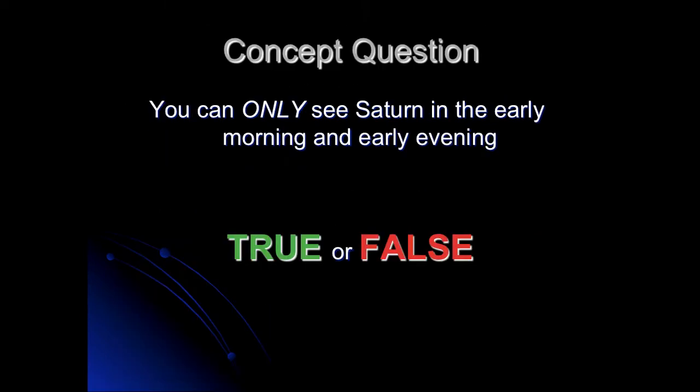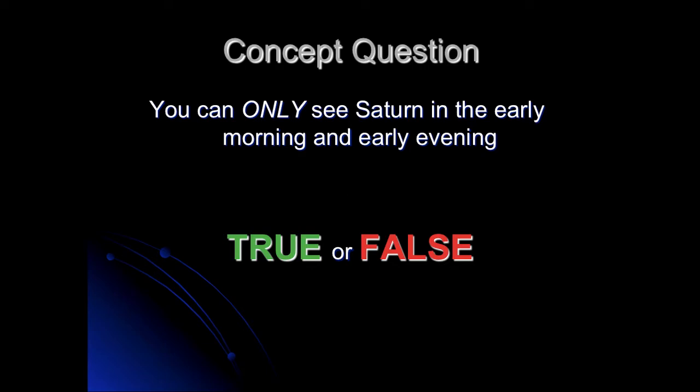Okay, so let's do a concept question. You can only see Saturn in the early morning and early evening. So remember with our terrestrial planets, we talked about how sometimes you can only see certain planets in the morning or evening. You can't see them at midnight. So why would this be? Think back to our studies and then see if you can answer this question. So pause the video and think about it.